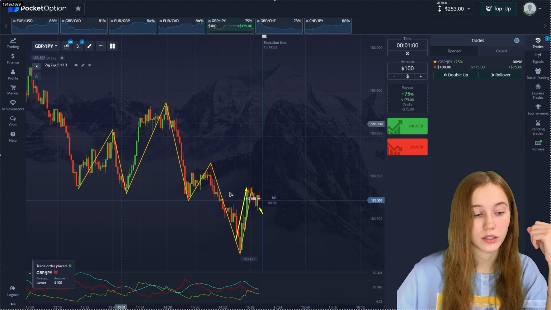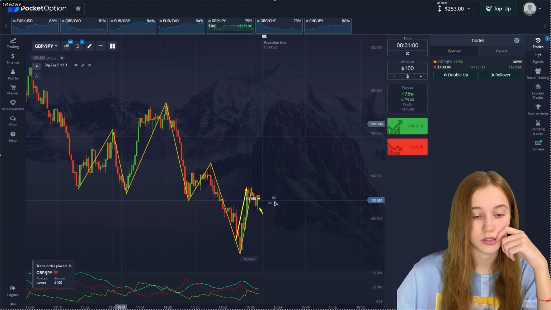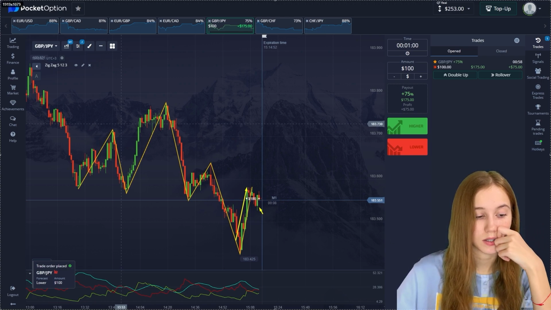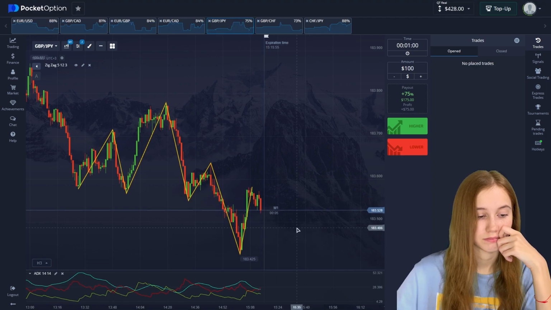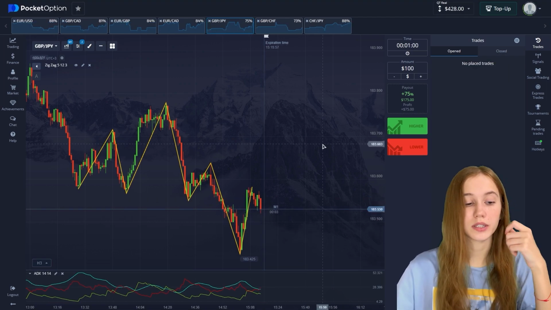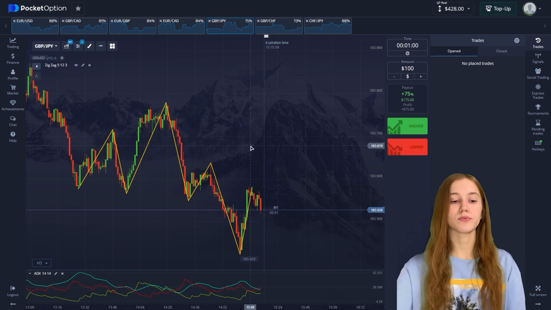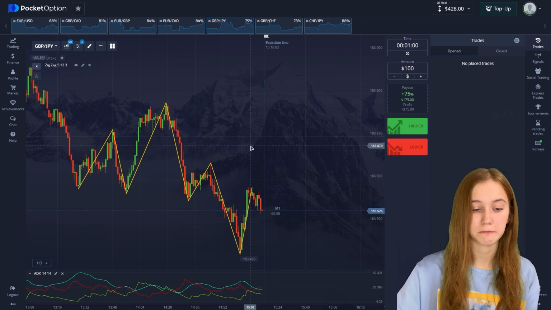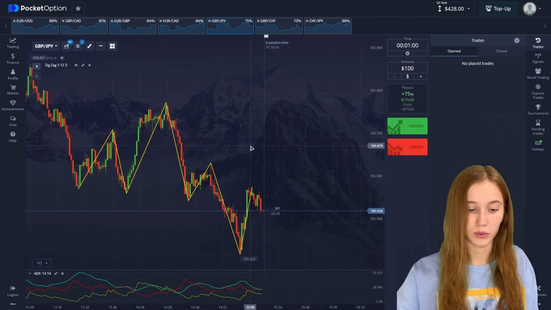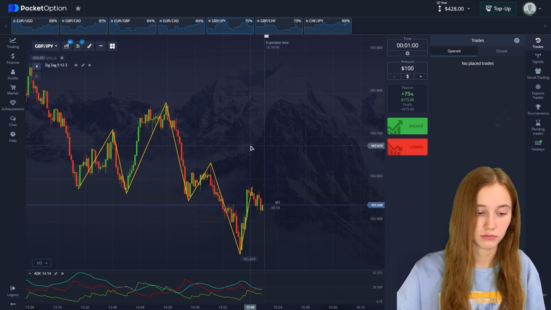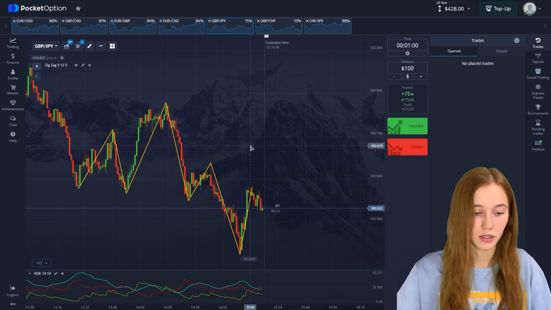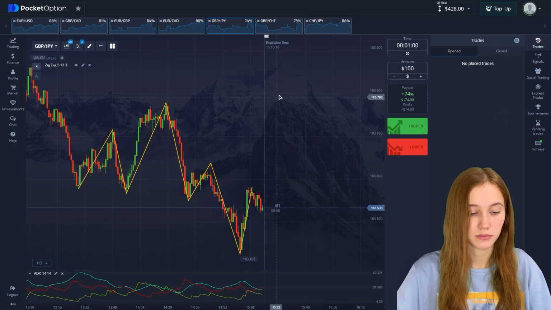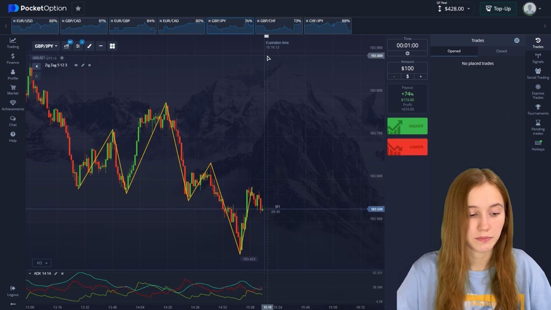The deal should close in plus, I think. Yeah, we're in the black. The balance is $428. Let's follow. Yeah. Let's move on to the next concept. Sixth.